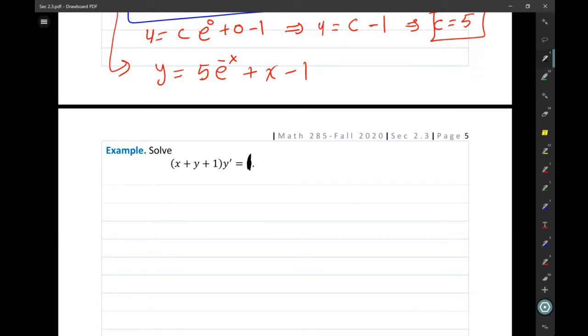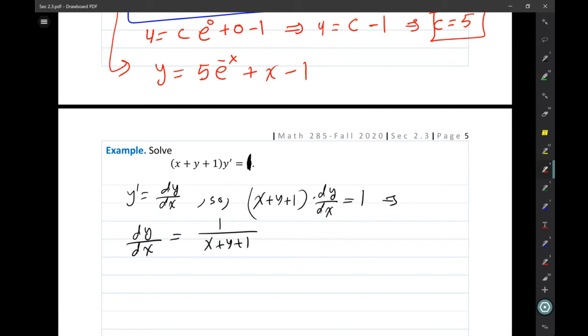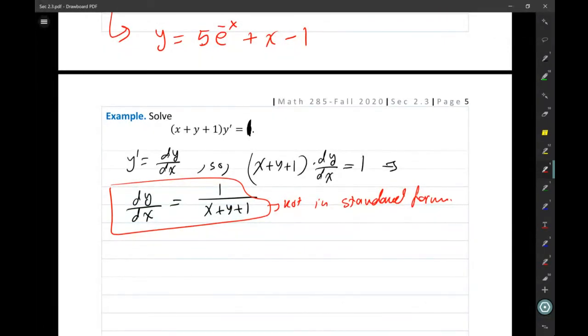Now look here, this is a tricky question. How? y prime is dy by dx. So x plus y plus 1 times dy by dx is equal to 1, which implies that dy by dx becomes 1 by x plus y plus 1. But this is not in the standard form, so I cannot use this technique.